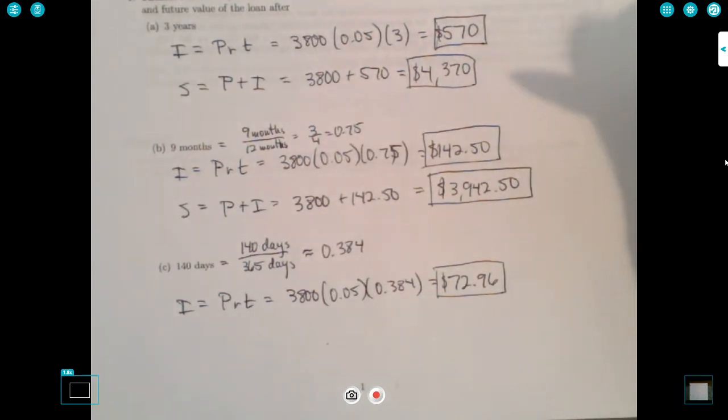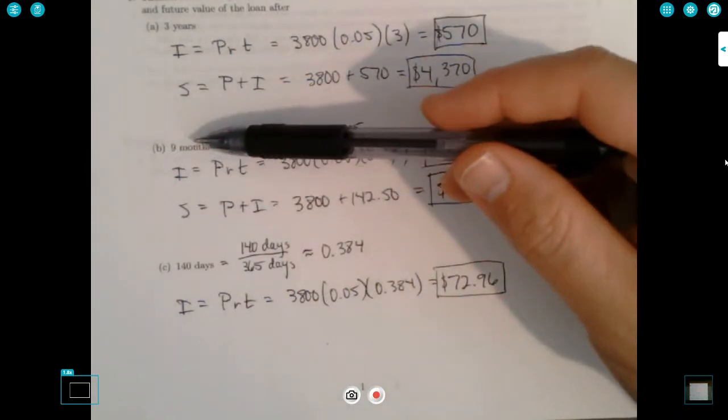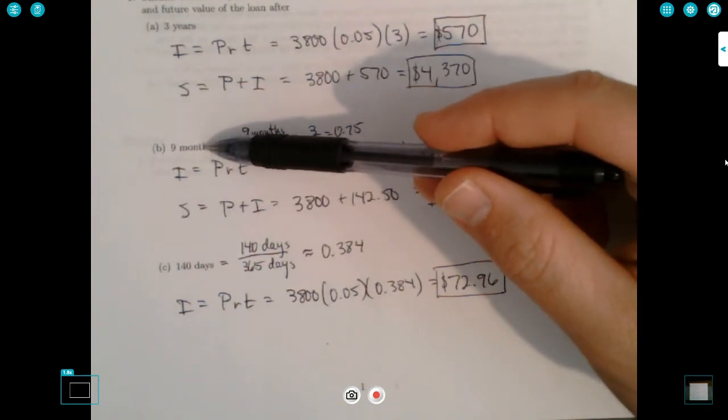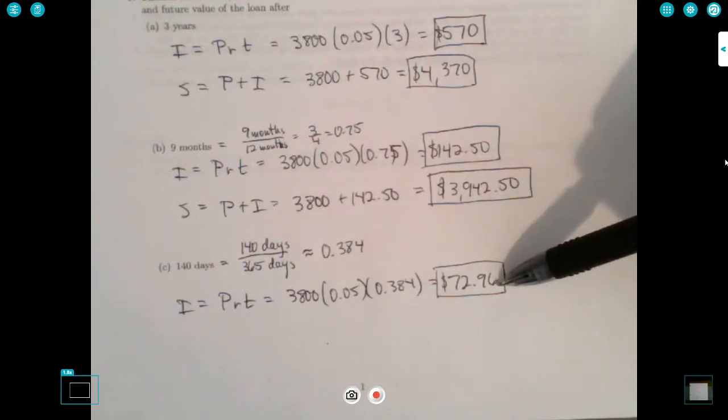Okay, and to see if that jives with our sense of logic and order, we know that a month has about 30 days in it, so 9 months would have about 270 days. So this is a longer period of time than that. So it makes sense that the interest accrued is more than that. Okay, so I'm comfortable with that.